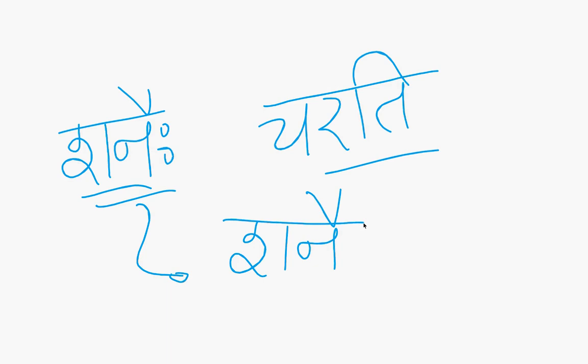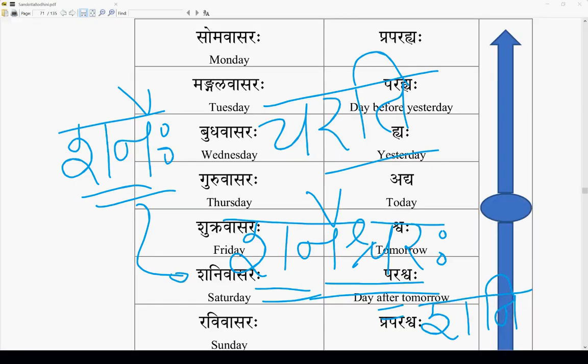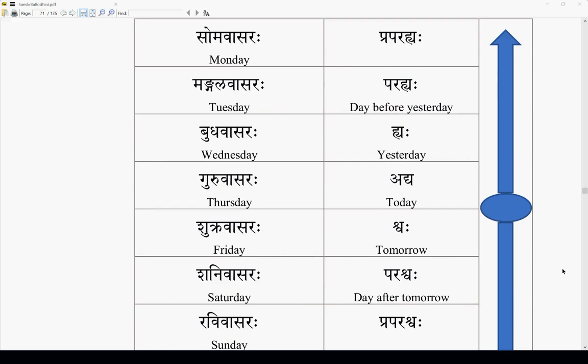Note that Shanaihi is an avyaya. That's why we are not changing Shanaishchara even in the combined word, the compound word. Shanaishcharaha equals Shani. Okay. Shanivasara, Ravivasara we already know.